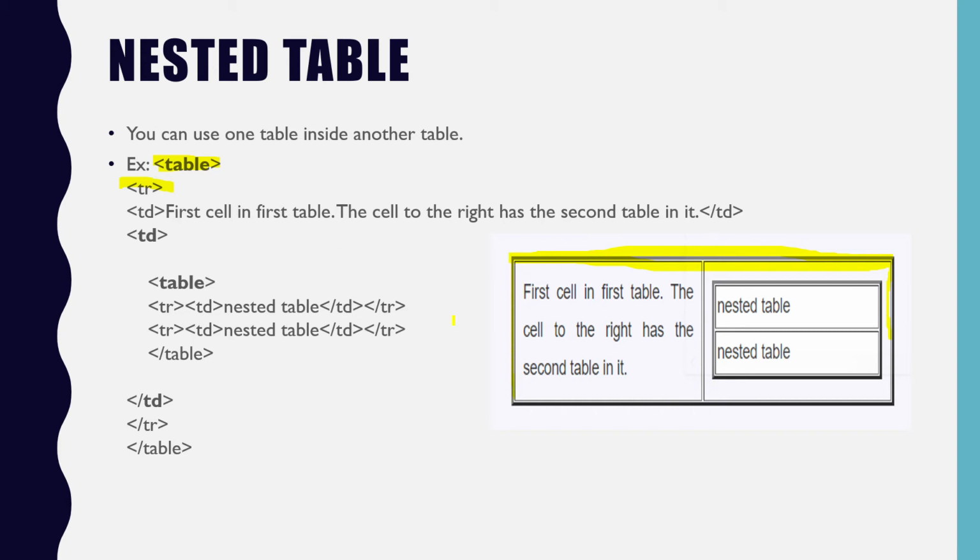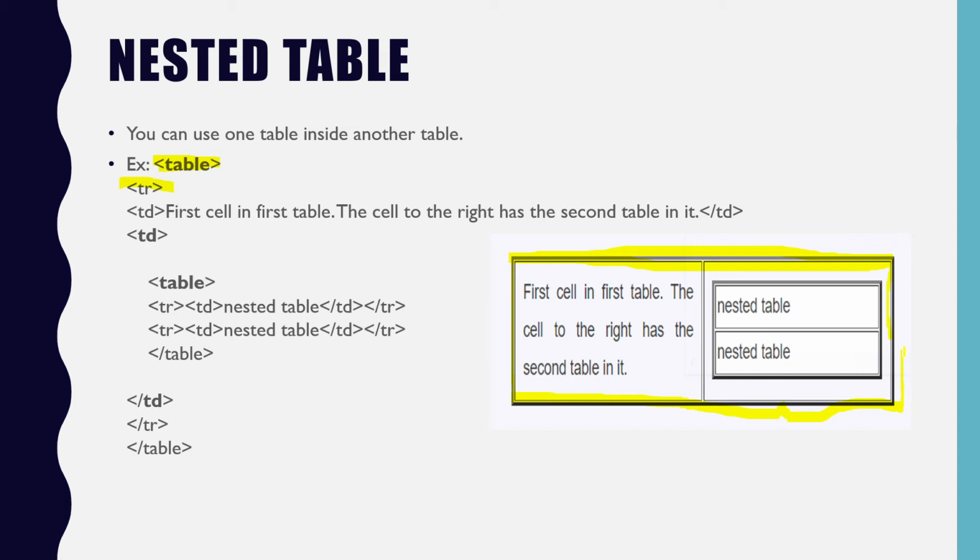This is the one table row. Within that one TD is taken, and in that TD it is written first cell in the first table, the cell to the right has the second table in it. So this is the full TR.